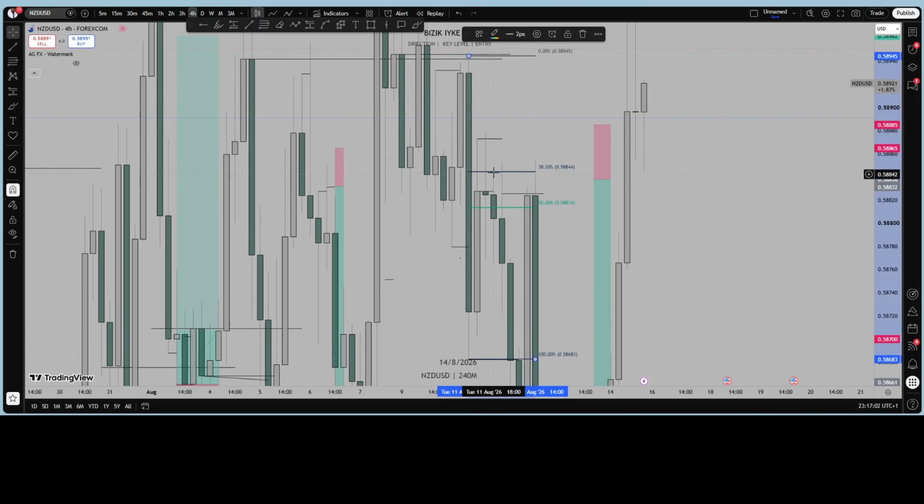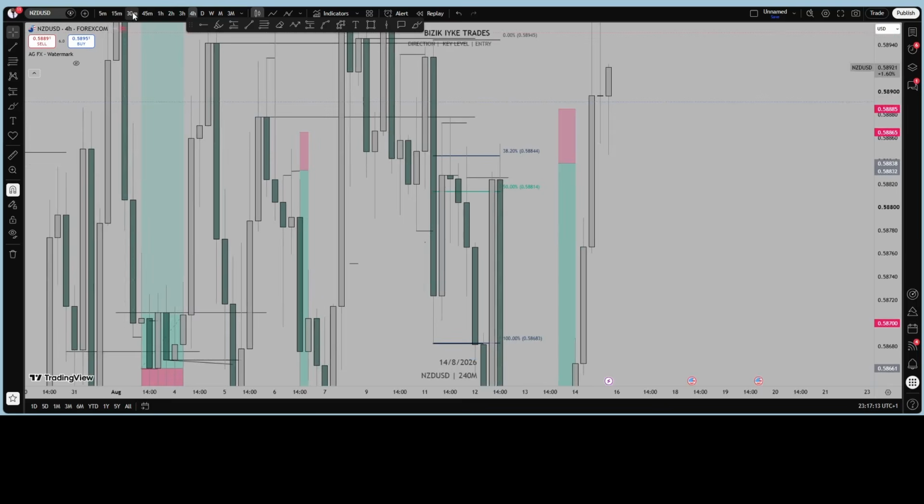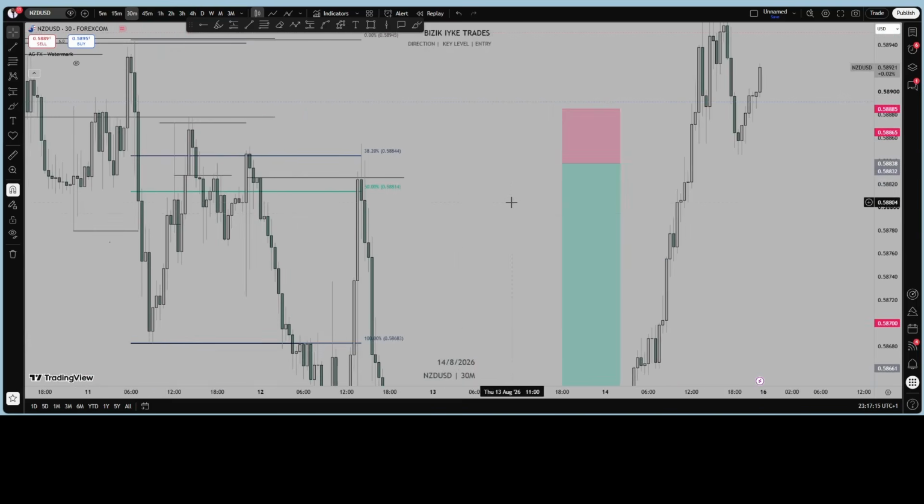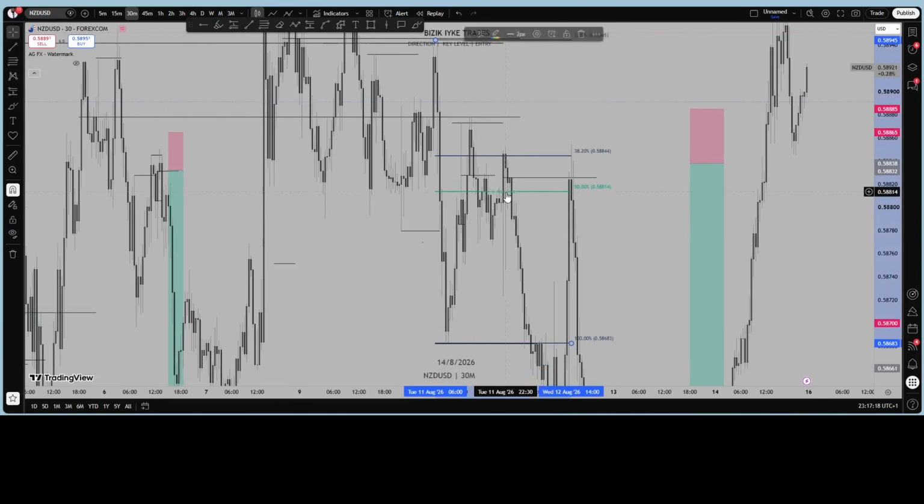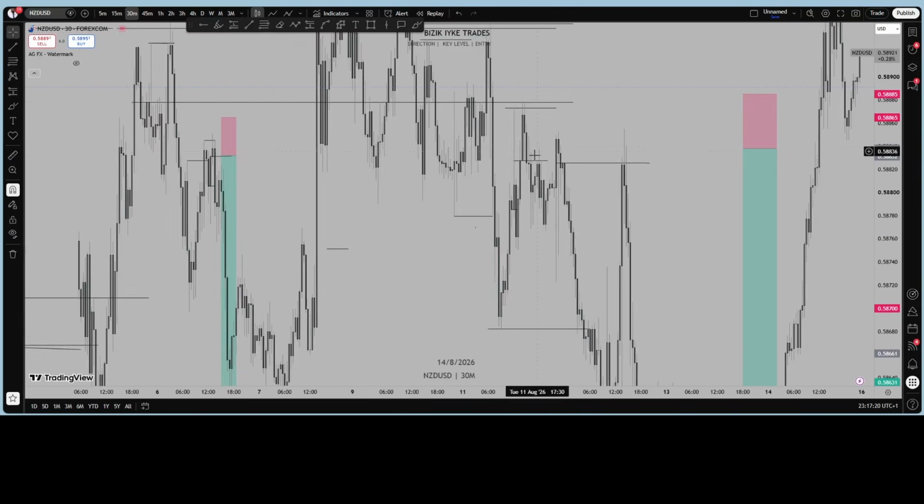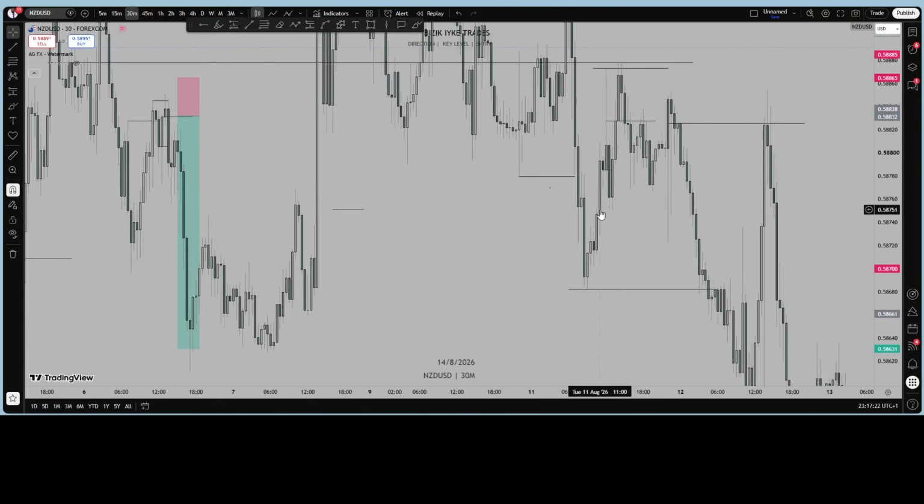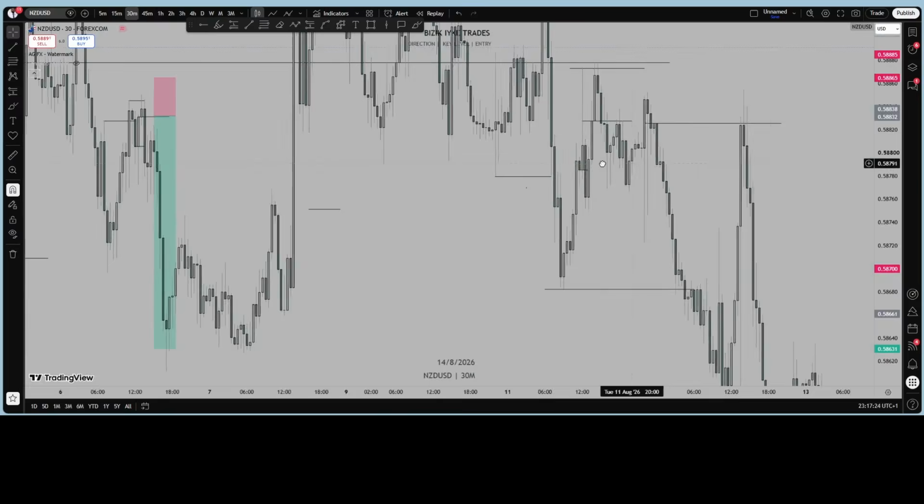Just wait for price to collect liquidity, tap into a point of interest, like if you can see here, this is a point of interest. After price collected this liquidity, it tapped into a point of interest, then gave me a break of structure on the 30 minutes time frame. You can see it gave me a break of structure on the 30 minutes time frame.